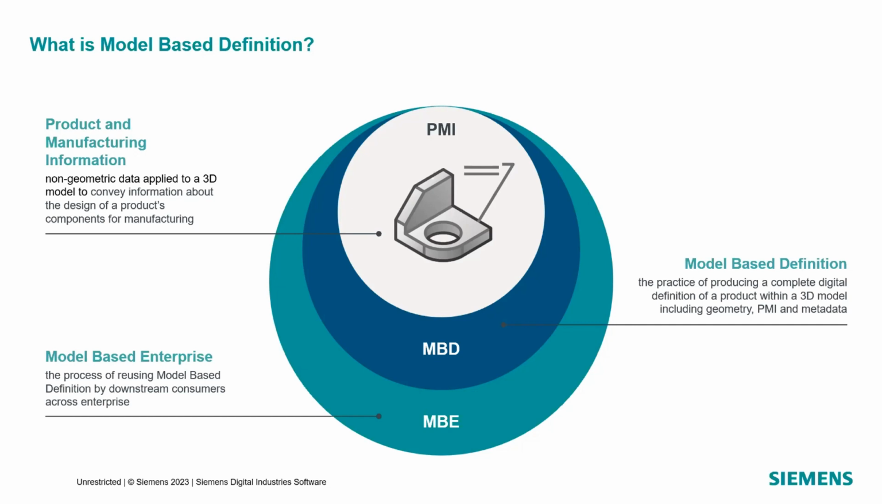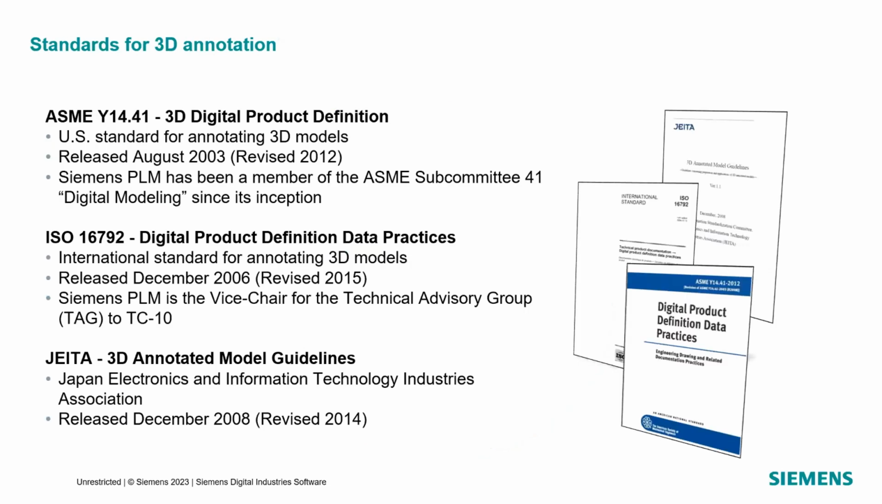And then finally is MBE, model-based enterprise. That's where we're talking about the downstream uses of this, because the intent is not to just make a pretty picture, moving from drafting to the 3D model. It really is to be able to use this information to speed up your process in manufacturing and quality and such. So those are really the three levels that we talk about. There's some feature function, there's the process, and then what you're doing throughout your company.